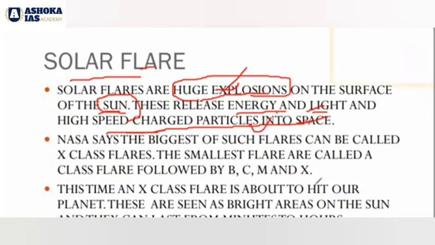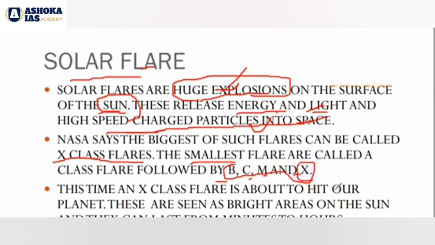Now NASA has divided solar flares into different categories based on how powerful they are. If they are very powerful, we call them X-class flares. The smallest flares are categorized as B, C, M, and X, and X flares are very powerful.